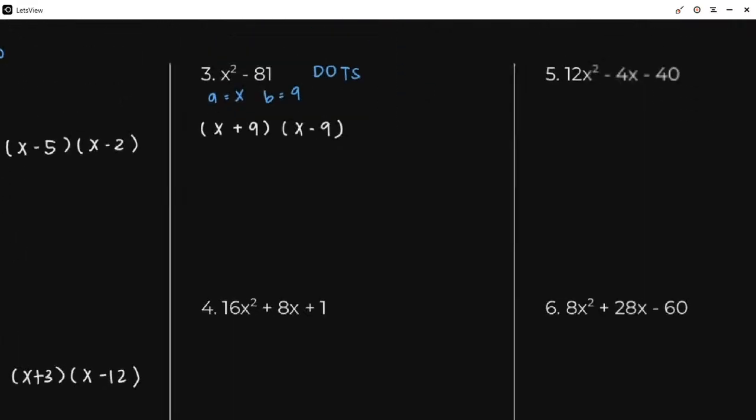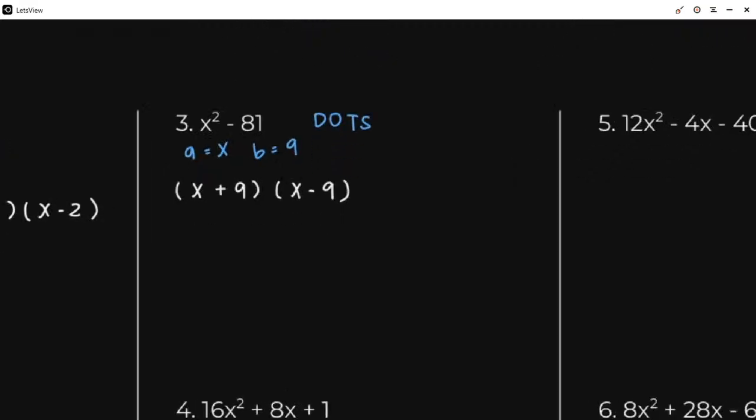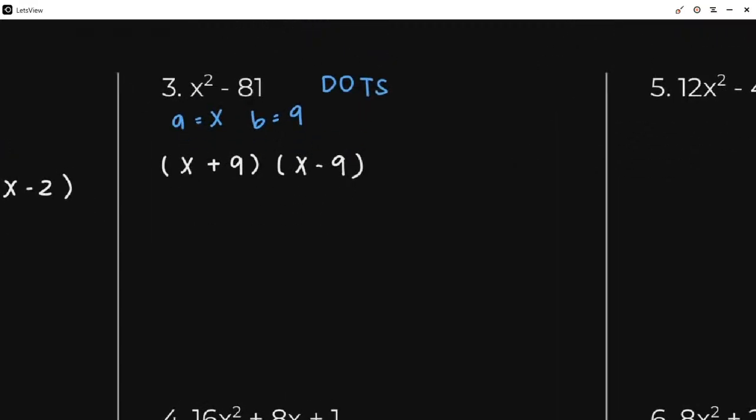Okay, this next one. Oh, and also, if you don't remember that this is a difference of two squares, you can still use the x method. On the top would be negative 81, and the bottom would actually be 0 because there's no b term. So we want to find two numbers that multiply to negative 81 and add to 0, so that'll be negative 9 and 9. So you'll get the same answer.